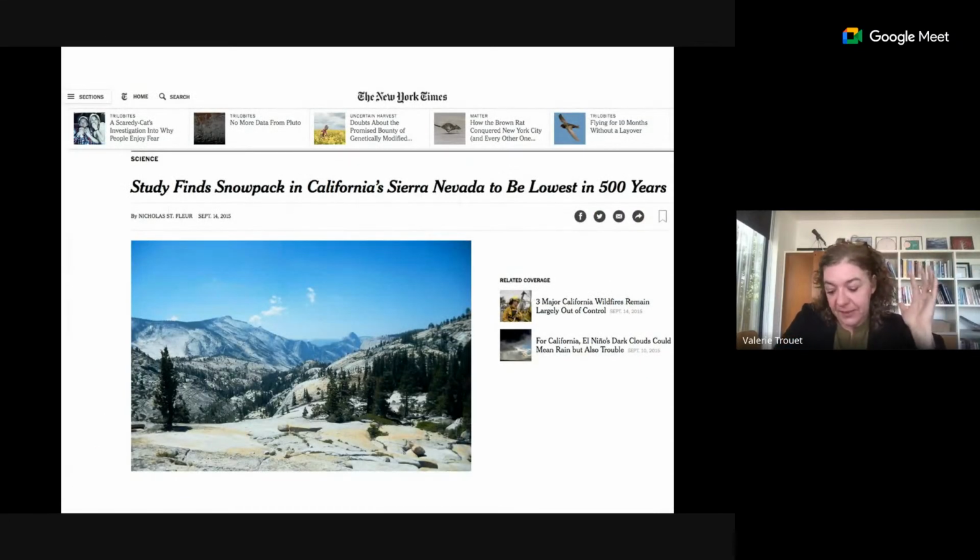This kind of made big news. It's very gratifying as a tree ring scientist to see your research covered in major newspapers and CNN and so forth. The reason why I'm showing this headline, however, is you can see our paper came out. We wrote it really quick. Our paper came out still in September 2015, so when this drought was still very much ongoing.